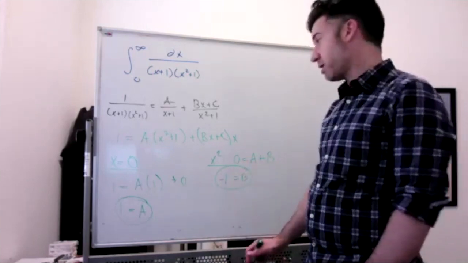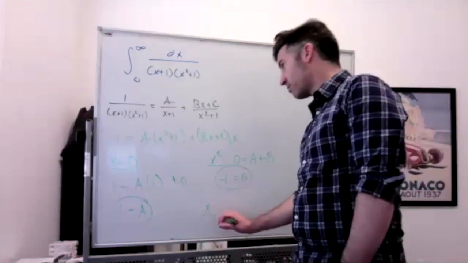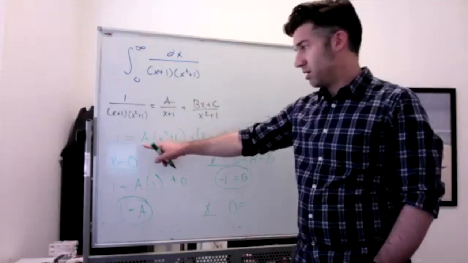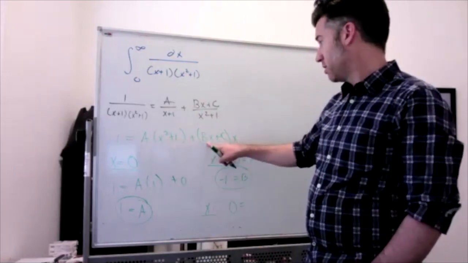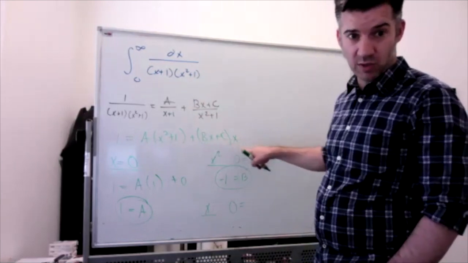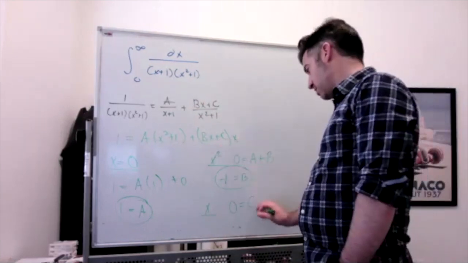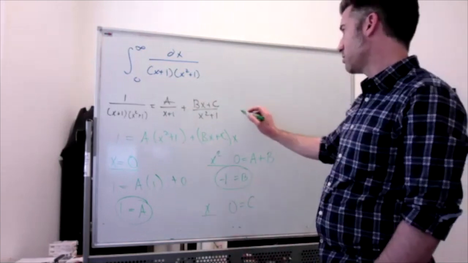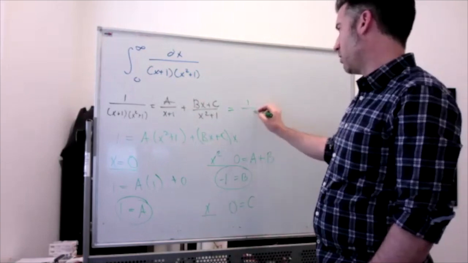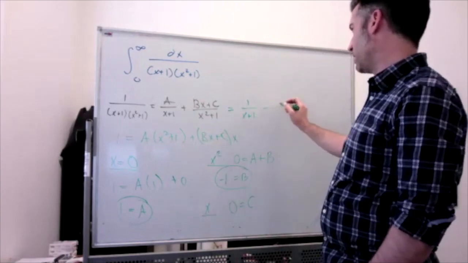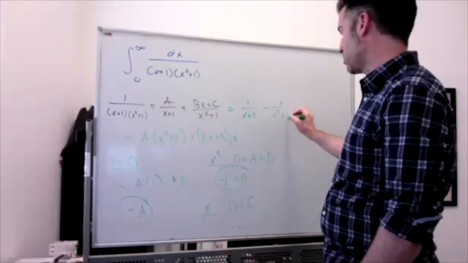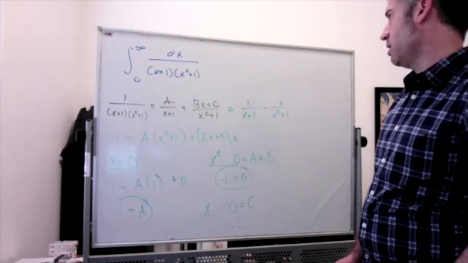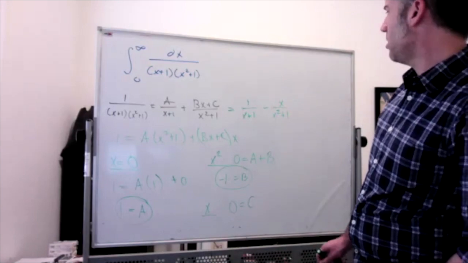Let's look at the coefficient of x. On the left, there is 0x. On the right, there is not an a times x. There's not a b times x, there's the b times x squared, but there is a c times x. So c has to be 0. Okay. So this ends up equaling 1 over x plus 1 minus x over x squared plus 1. All right. Yeah, cool.